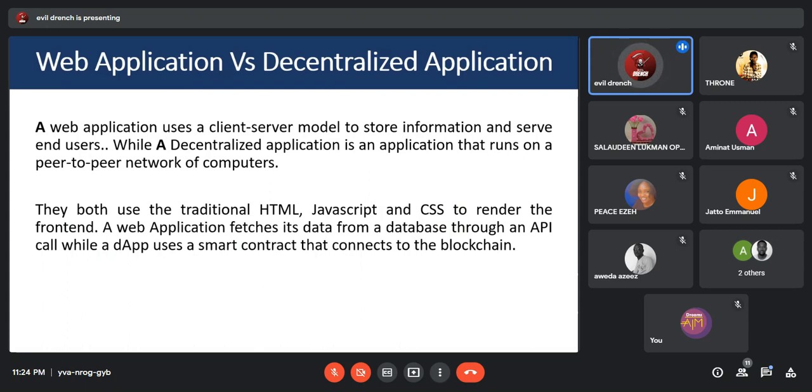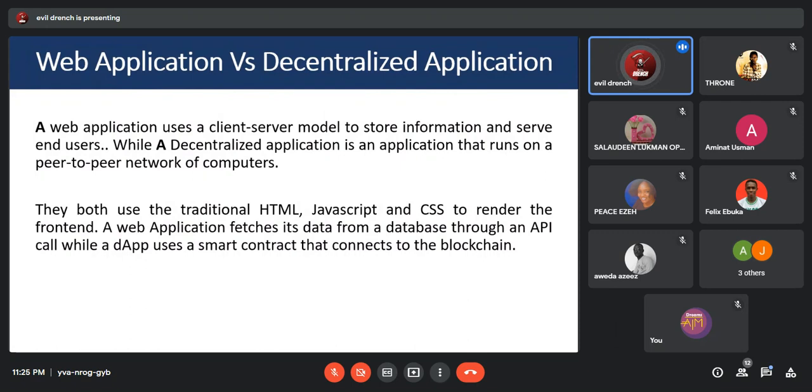So, web application versus decentralized application. A web application uses a client-server model to store information and serve end users, while a decentralized application runs on a peer-to-peer network of computers.